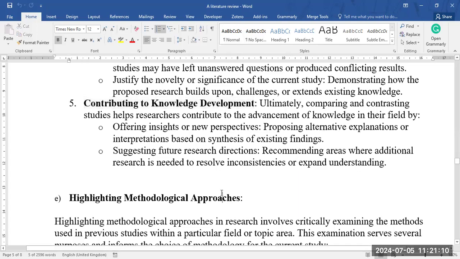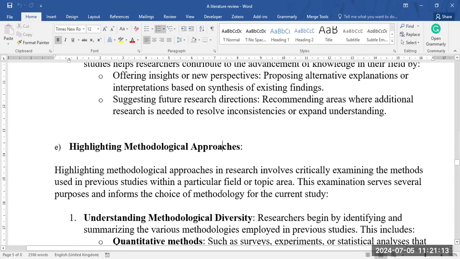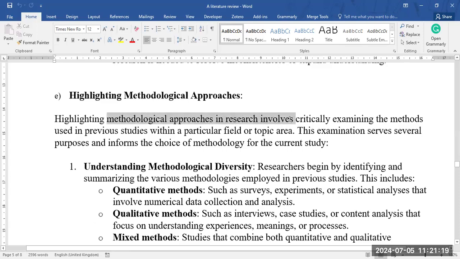And another one, literature reviews highlighting the methodological approaches. Highlighting the methodological approaches in research involves critically examining the methods used in previous studies in the particular field or topic area, right? As I said, that is very important now.